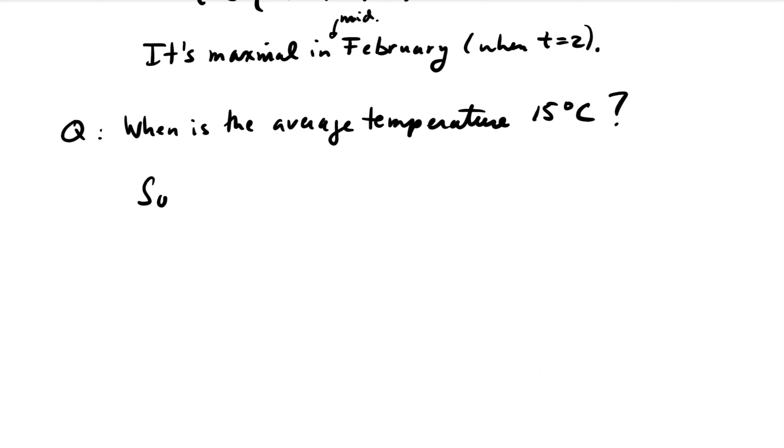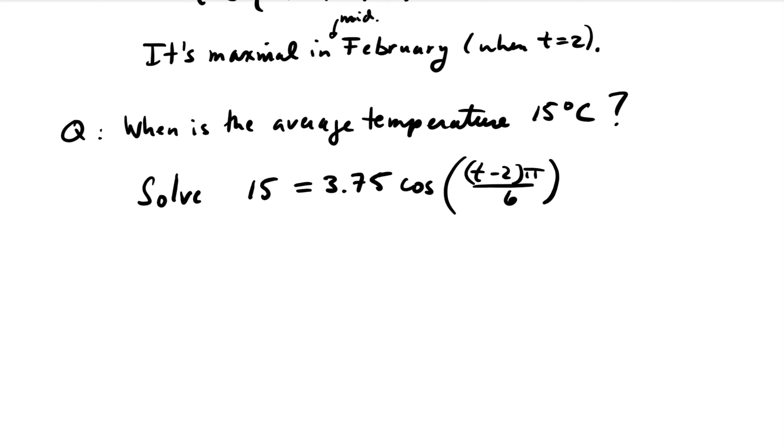So, what do I want to solve here? I want to solve 15 is equal to my temperature function. So what I need to do is subtract 14.05 on the other side, divide by 3.75. If I do this, I will get 0.253 repeated is the cosine. So in other words, I'm just solving for a cosine.